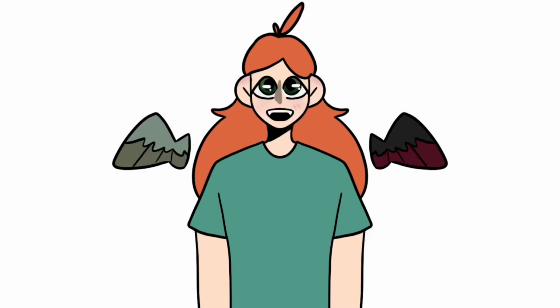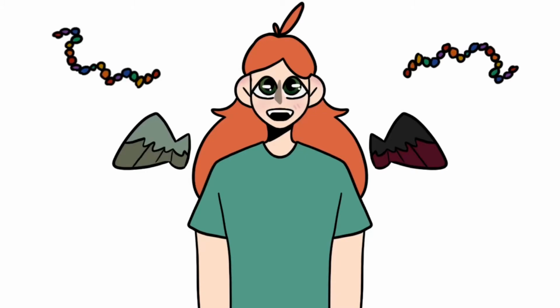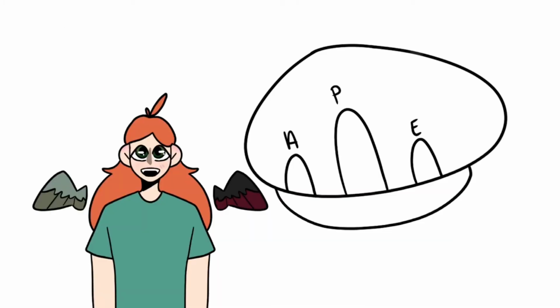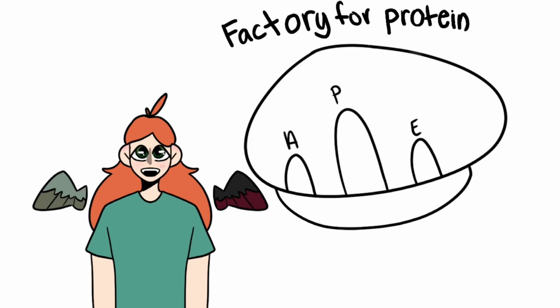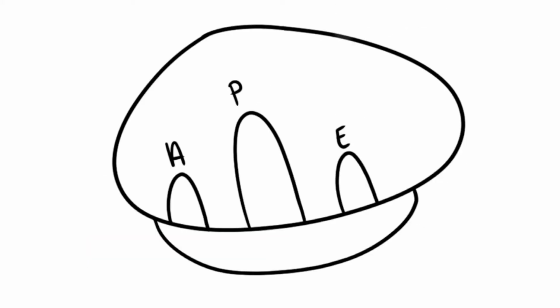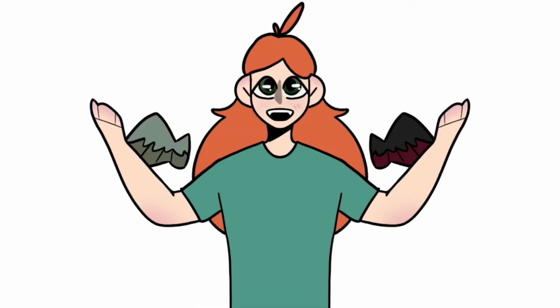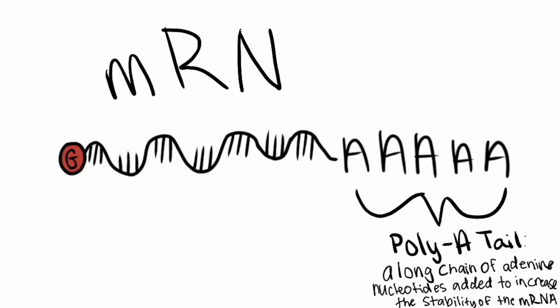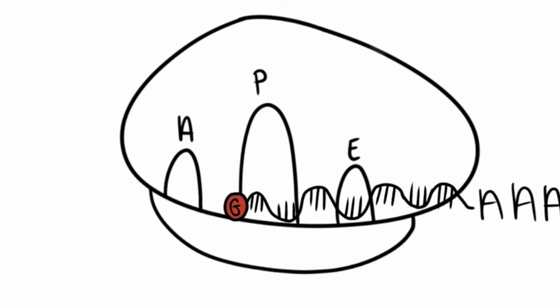Translation is the second step to protein synthesis and is the process in which a protein is synthesized using the information carried by mRNA. Translation occurs in the ribosome, which is like a factory for protein synthesis. A ribosome is a complex structure that consists of several rRNA, or ribosomal RNA. Translation happens in 3 steps: initiation, elongation, and termination. During initiation, the mRNA will slide down the ribosome until the start codon, AUG, reaches the P site.